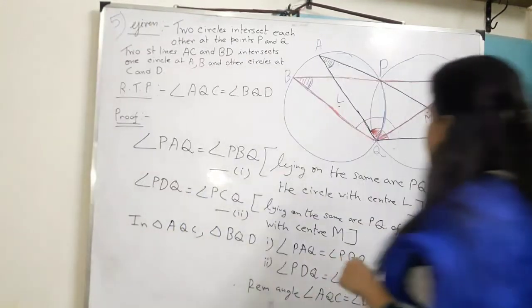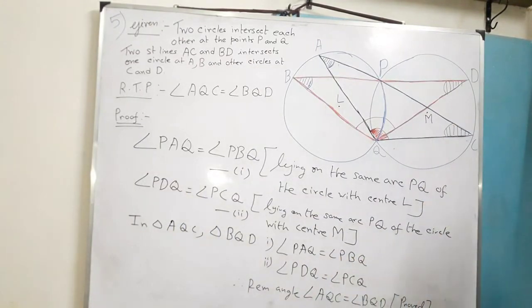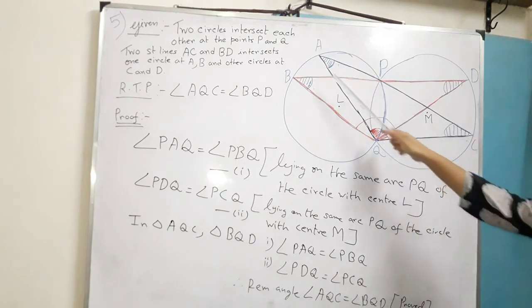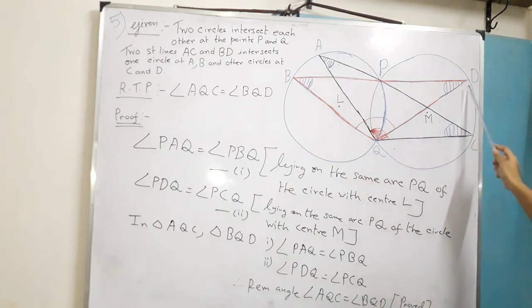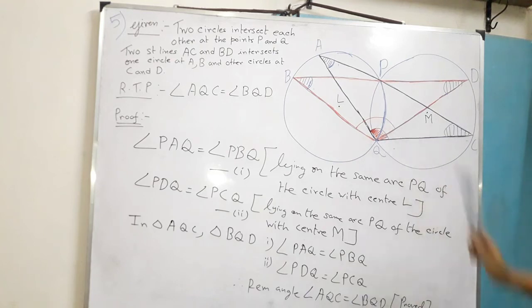I will repeat once more. Two circles are there. We have to prove that these two angles are equal. Two lines are there also, that is AC and BD. Both of them pass through the point P. What is RTP? These two angles are equal. Now no construction is here.